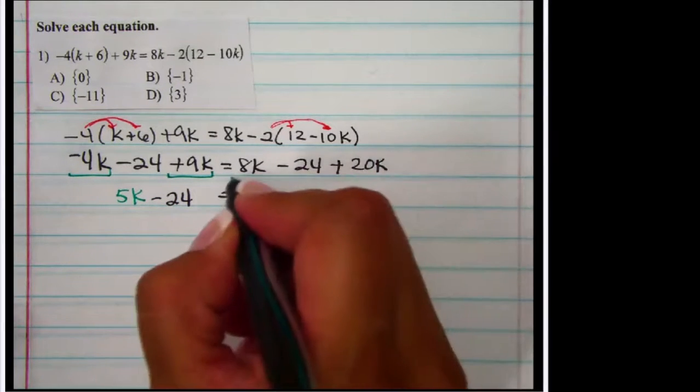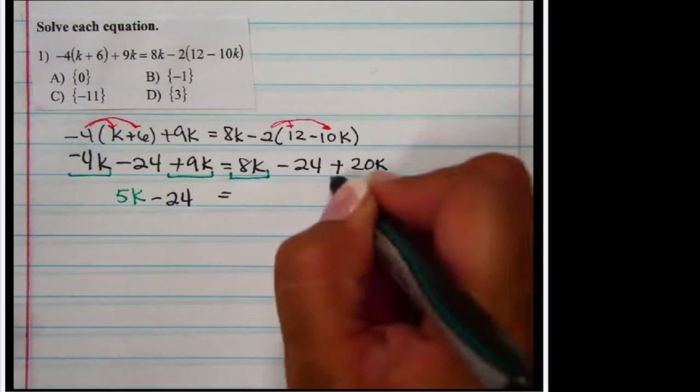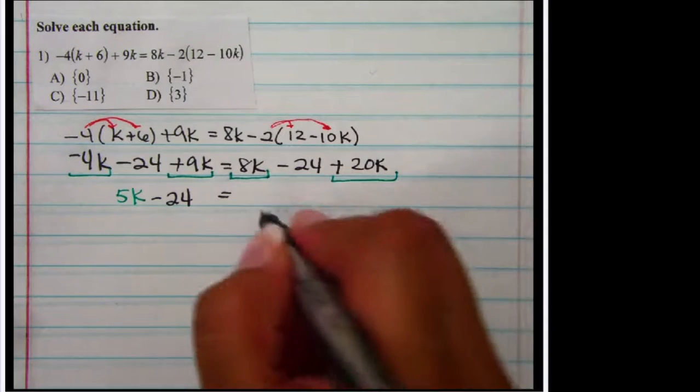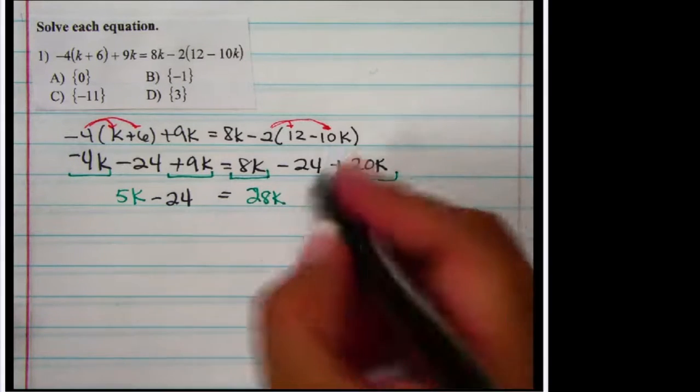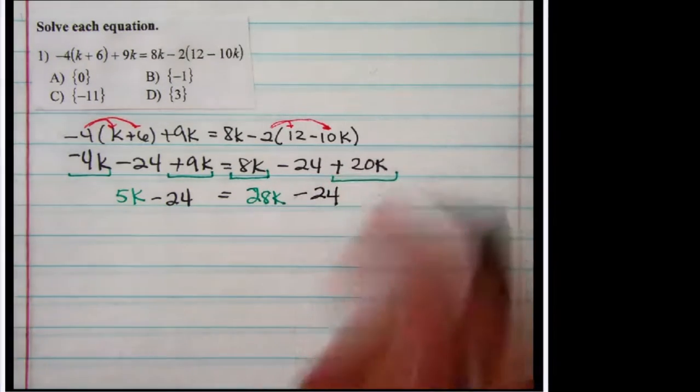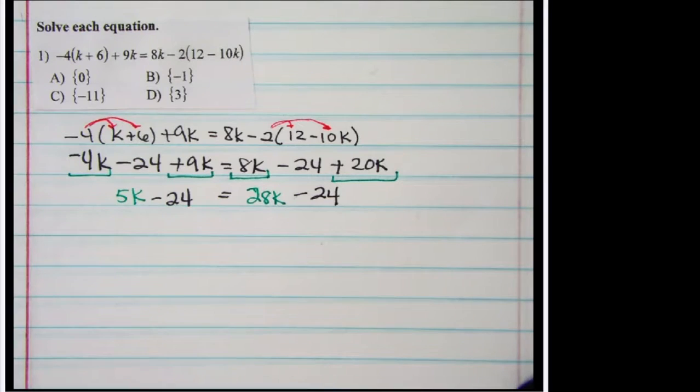On this other side, I'm going to take 8K and I'm going to add to it 20K for 28K. Again, I'm not going to change the rest of my equation. Now from here I need to start getting the K by itself, I need to get the K to one side of the equation. So I'm going to go ahead and remove it from one side so that it disappears from there and appears on the other.